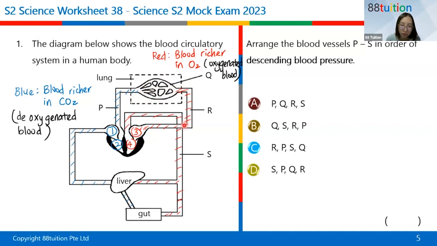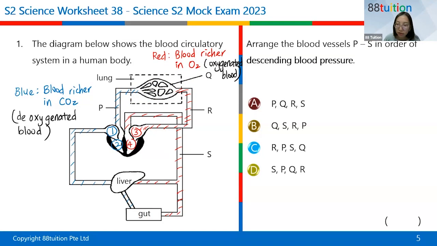So from the lungs, you go to chamber number 3. From number 3 of the heart, we'll go to number 4 of the heart. And finally, number 4 of the heart has the most powerful, most important function. It will pump blood to the rest of the body. So number 4 is very important. It will pump blood to the rest of your body.